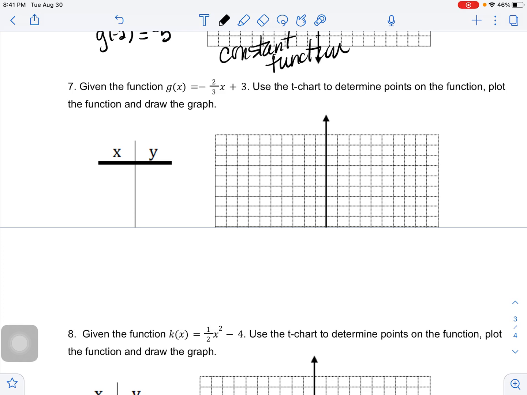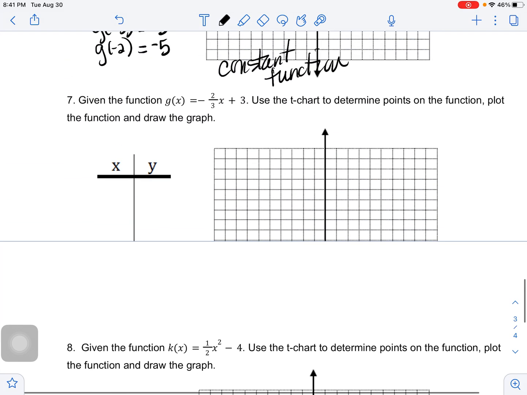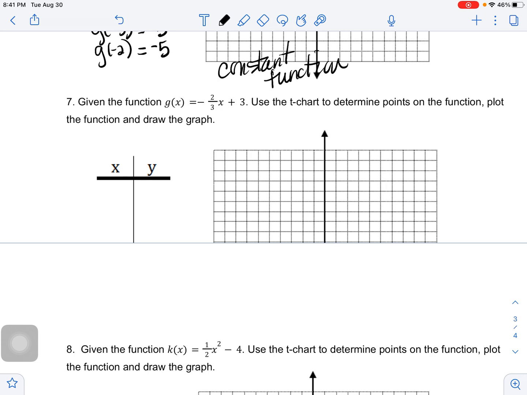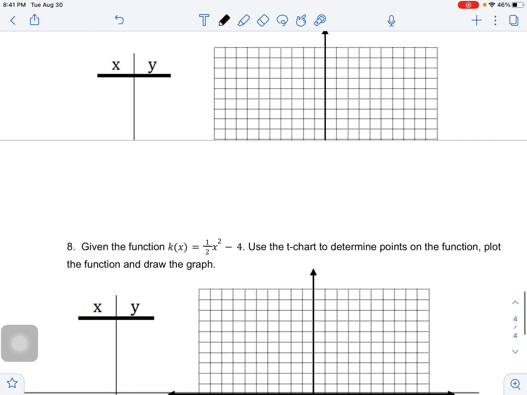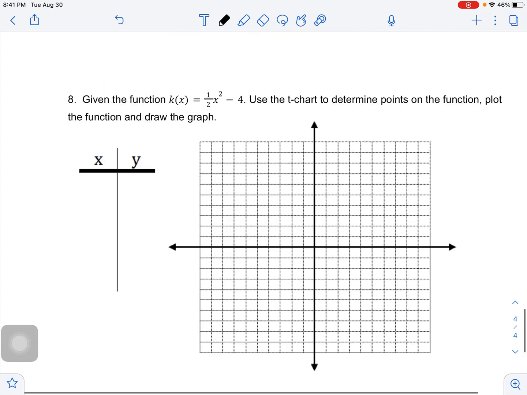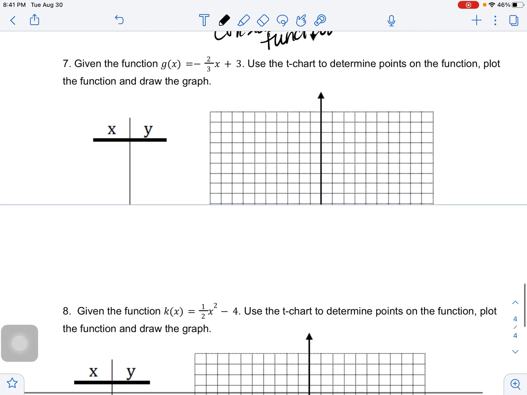Given the function, oh, I cut off my graph. Okay, I'll have to figure that one out. Use the t-chart to determine the points, plot the function, and draw the graph. Okay, so we're going to have to kind of play around with this because I don't know where my other half of my graph went.